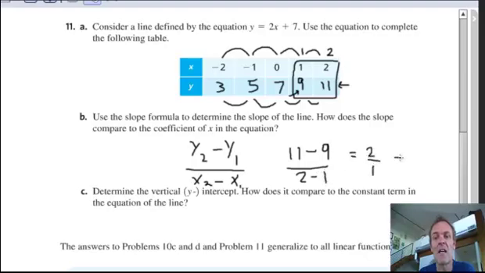Now, if you do that anywhere, pick any point you want, you're going to get the same answer, a slope of 2. It's a linear function. Now then, what is the vertical intercept?